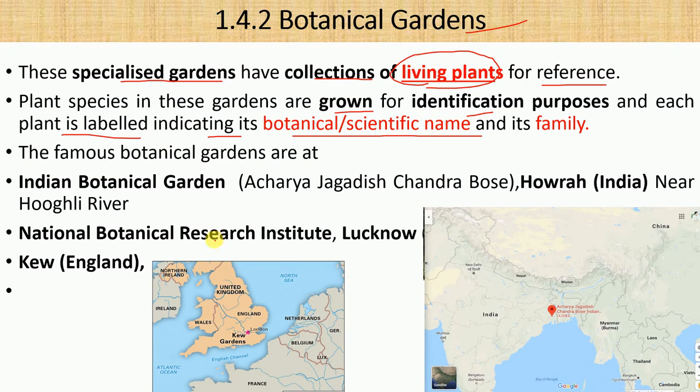So here are some famous botanical gardens you can see. The Indian Botanical Garden, also known as Acharya Jagdish Chandra Bose Botanical Garden, located in Howrah. You can see here this is Acharya Jagdish Chandra Bose Botanical Garden. Right now it is locked down, that's the reason it is closed. Another botanical garden is the National Botanical Research Institute, located in Lucknow, Uttar Pradesh. And the Kew Botanical Garden is located in London.